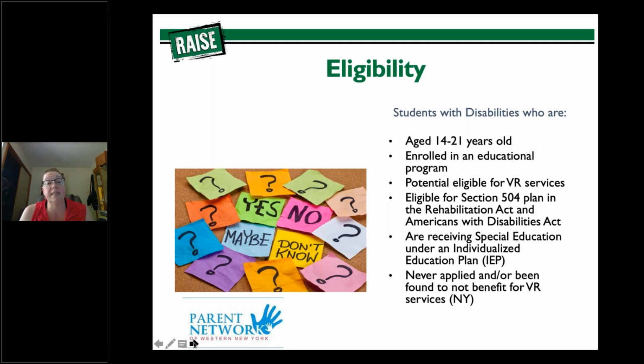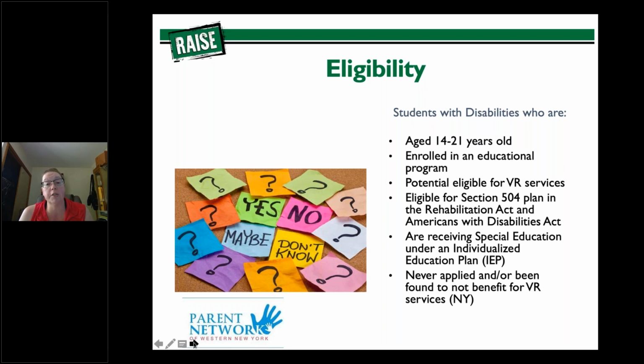You must also be potentially eligible for VR services or eligible for Section 504 of the Rehabilitation Act and the Americans with Disabilities Act. Or you could be receiving some type of special education supports and services under an individualized education plan, or IEP. This last one is on here as a reminder that we all across the states have similar requirements for eligibility, but there are some nuances depending on your state.